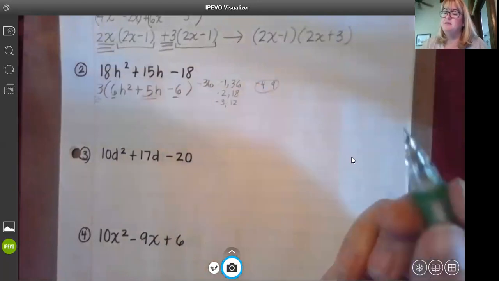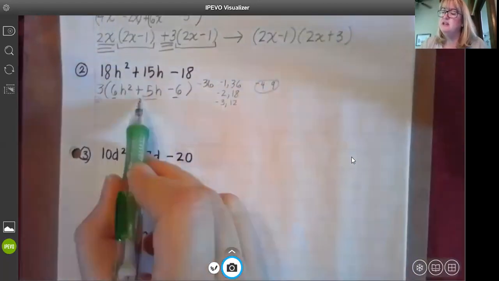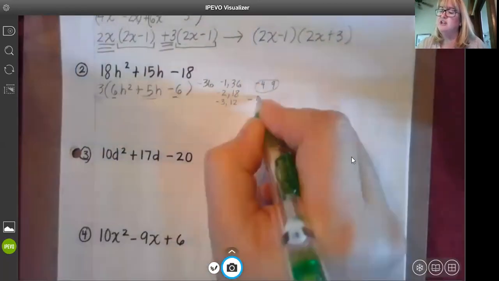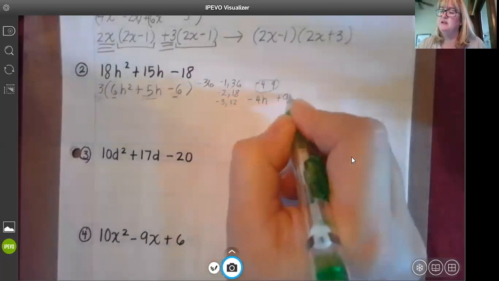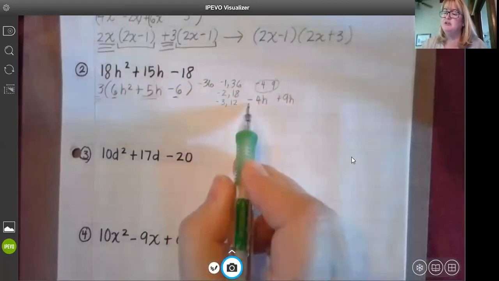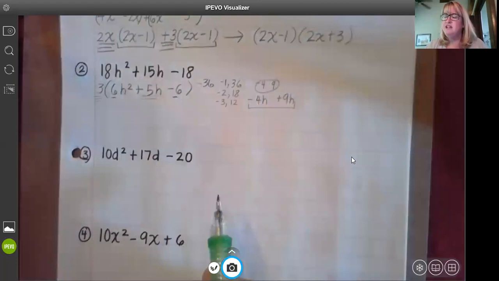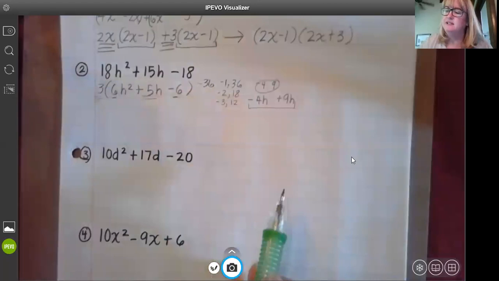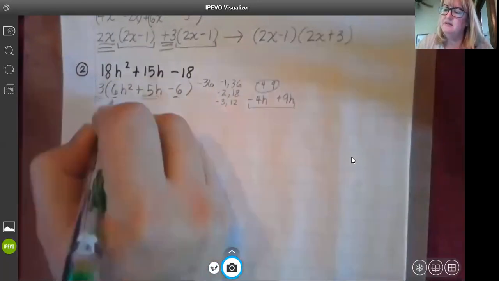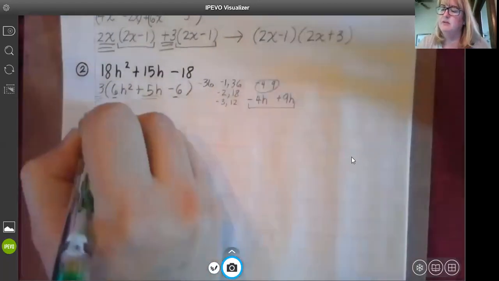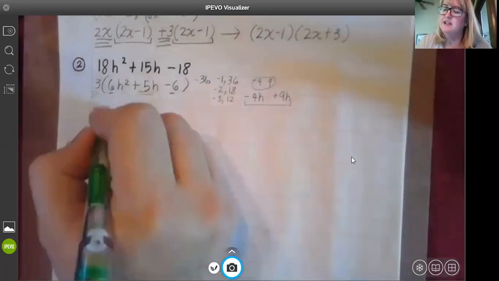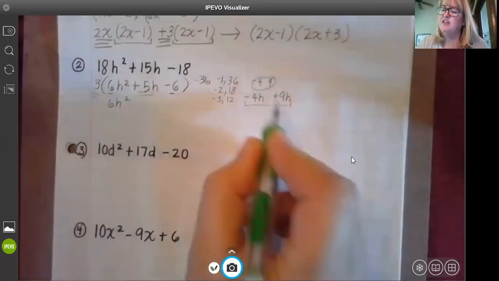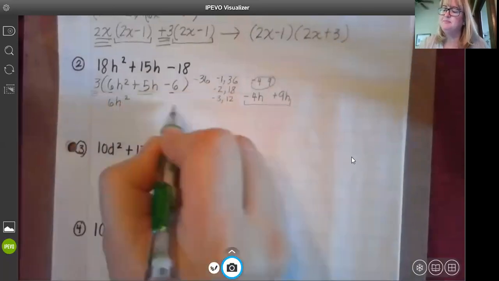So again, I am going to split 5h into negative 4h and positive 9h. Negative 4h plus 9h, okay? I want to be strategic about how I arrange them though. I'm going to ignore the 3 for a minute. So I'm going to rewrite this 6h squared. I'm going to leave a big space for this and then a minus 6.